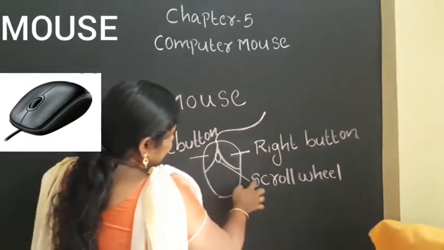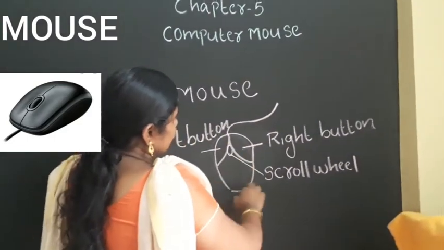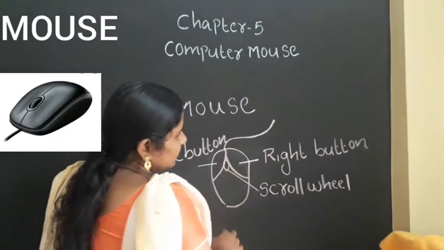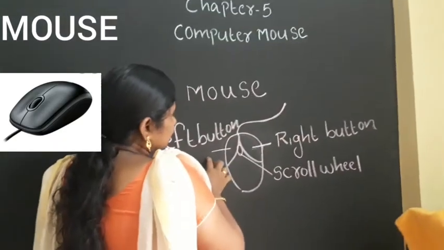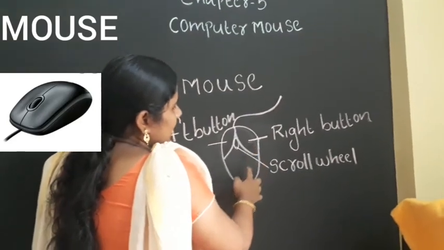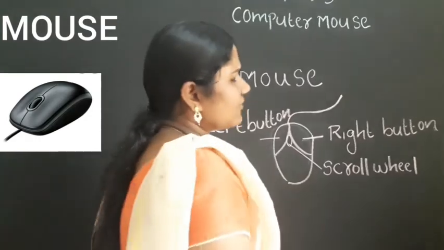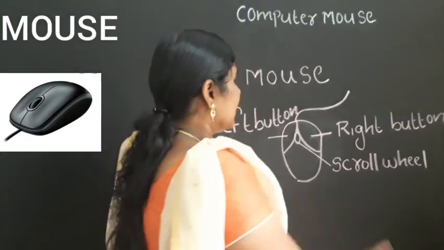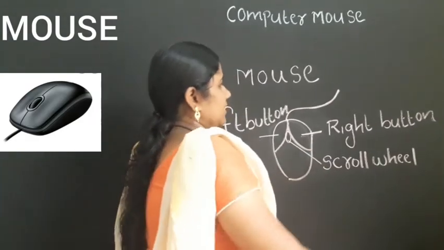Scroll wheel. Left button, right button, scroll wheel. These are the parts of the computer mouse. What are the parts of the computer mouse? Left button, right button and scroll wheel. Okay, all of you understand? What are the parts of the computer mouse? Left button, right button and scroll wheel.